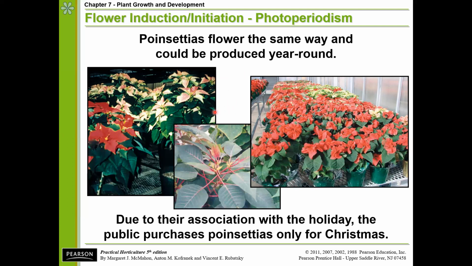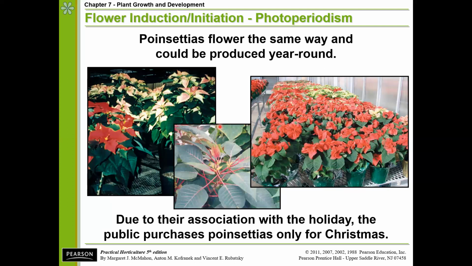So in order to get them to produce flowers, we grow them in greenhouses, and basically at the end, or kind of the end of the vegetative cycle, we switch the photo period to get it to initiate the flowers, so that they're ready at Christmas time.